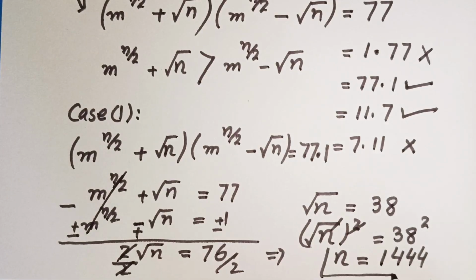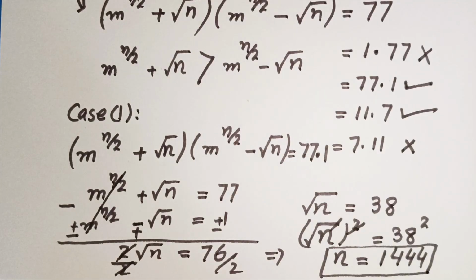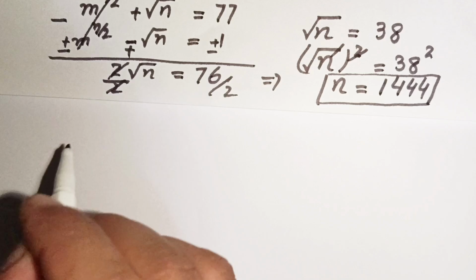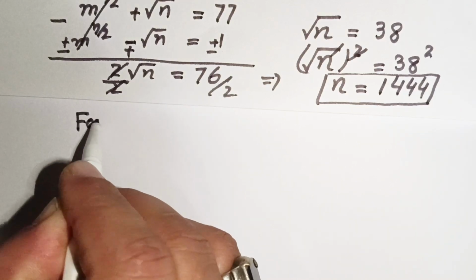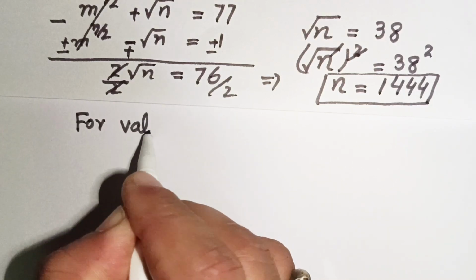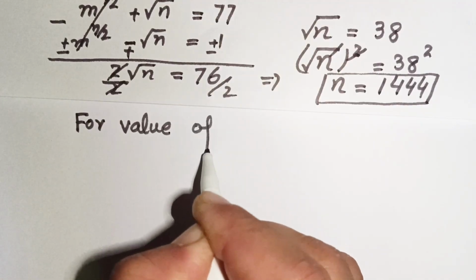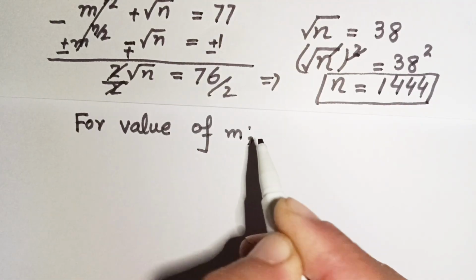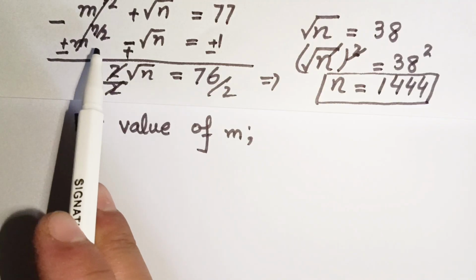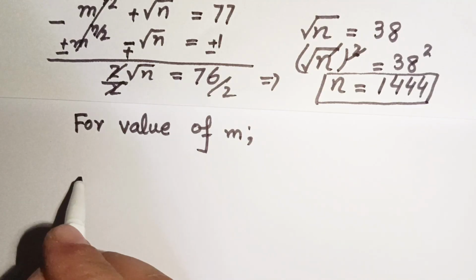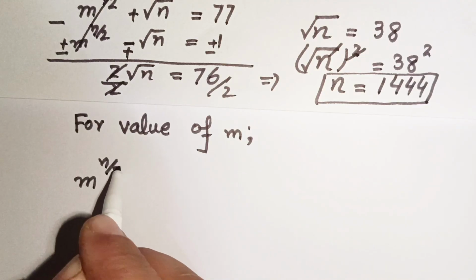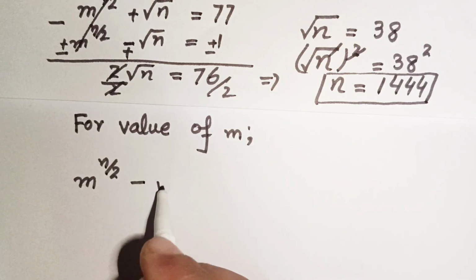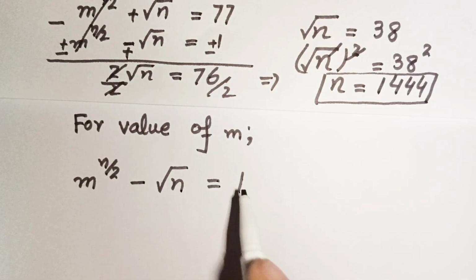So that is our value of n that we have just found. Now we are going to find the value of m. For finding the value of m, we just write this equation here, that is m to the power n over 2 minus square root of n is equal to 1.